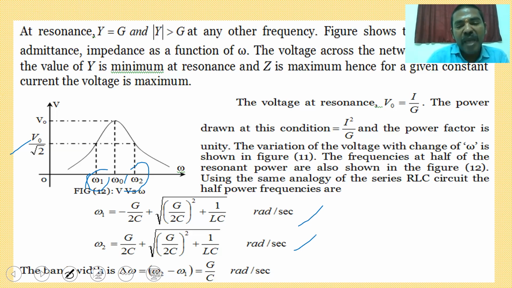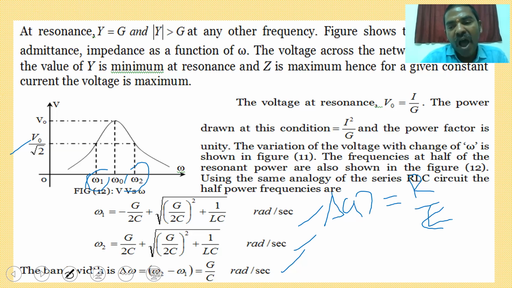So what is bandwidth? Bandwidth is the difference of two frequencies, omega 2 minus omega 1. So finally you can get G by C. In a series resonating circuit, the bandwidth you are getting is R by L. So the dual network is where R is replaced by G and L is replaced by capacitor. It is the dual network of your RLC series circuit only. That's why the bandwidth you are getting is G by C. Are you understanding, all of you? Any doubts regarding this case?